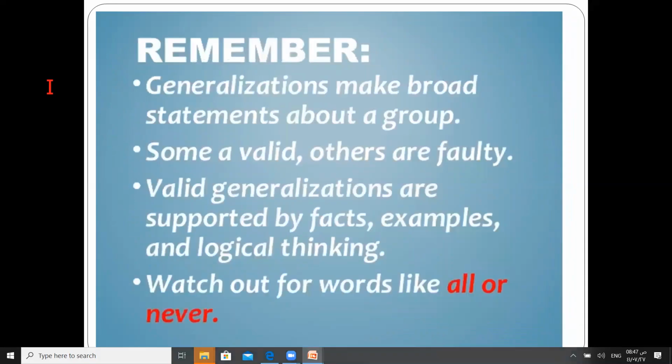Clear, class? Now, remember, generalizations make broad statements about a group. We are making a sentence that applies to the whole group. Some are valid, others are faulty. Valid generalizations are supported by facts, examples, and logical thinking. Don't forget that. Watch out for words like all or never, because when we use all and never, this is faulty generalization. So this is the skill for today.